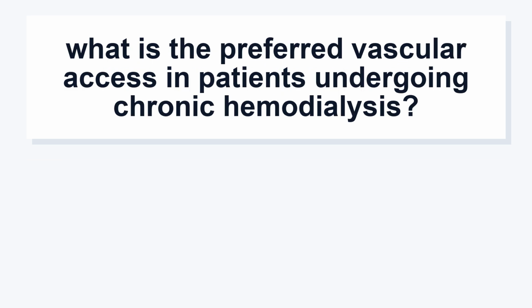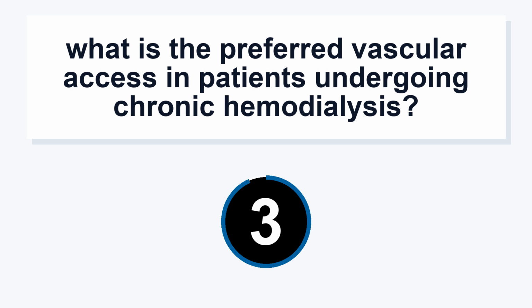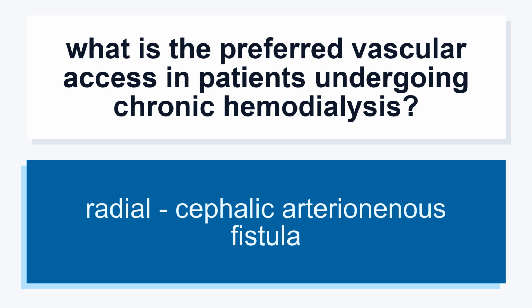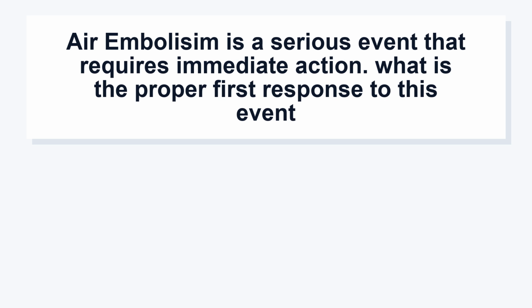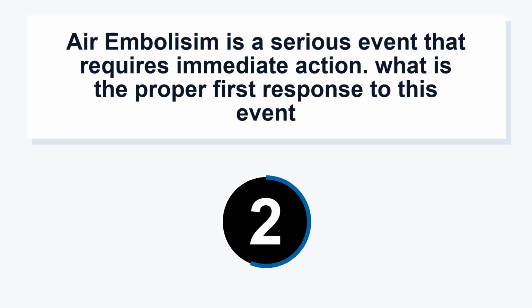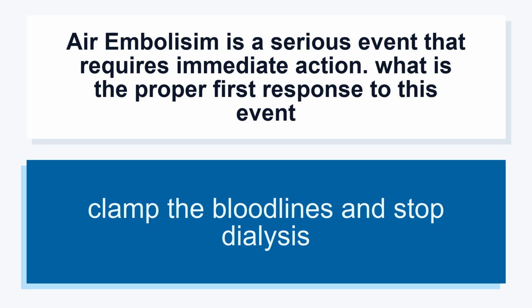What is the preferred vascular access in patients undergoing chronic hemodialysis? Radial, cephalic arteriovenous fistula. Air embolism is a serious event that requires immediate action. What is the proper first response to this event? Clamp the bloodlines and stop dialysis.